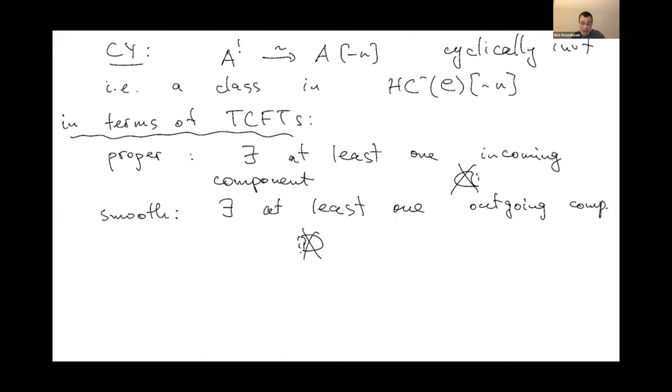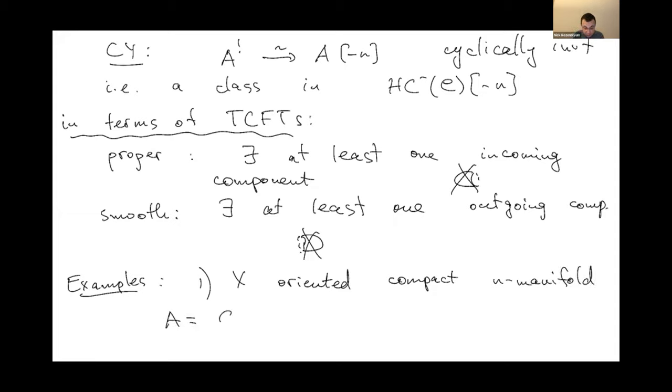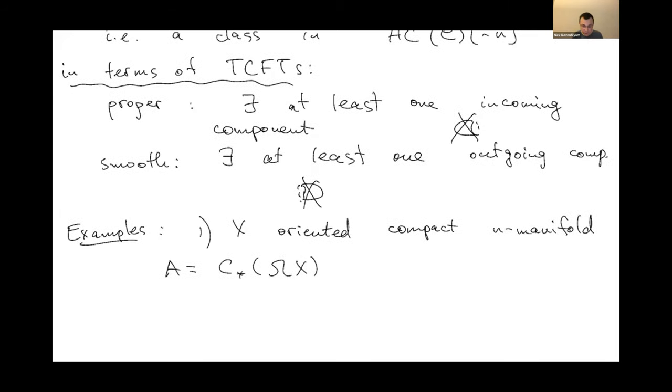So for various reasons, I want to restrict to the smooth case. So examples: one is if X is an oriented compact manifold, and then take the algebra to be chains on the based loop space of X. Then this is a smooth Calabi-Yau algebra. Manifestly, it's pretty much always not proper because this is not finite dimensional. You have infinitely many homologies of the based loop space.